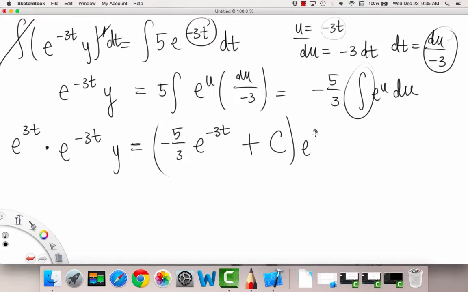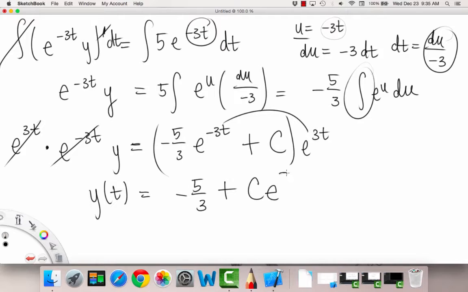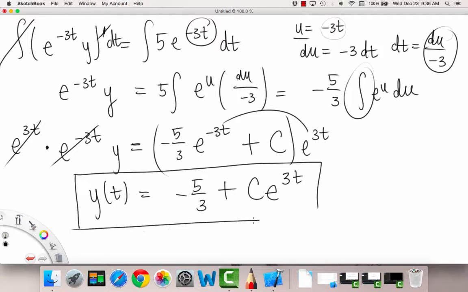If we have e to the 3t, then on the left side we see those cancel, and we just get y of t is equal to, and when we distribute, those cancel, so we just get negative 5 over 3 plus c times e to the positive 3t. And let me make that look like a 3 instead of an 8. Okay, so there it is. That's our answer, our general solution to the original ODE that we were given.